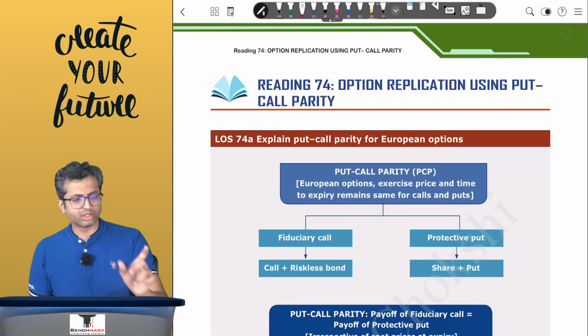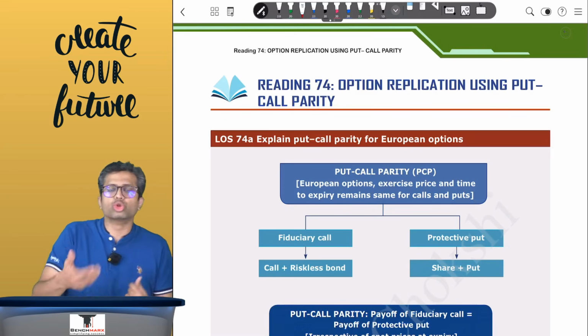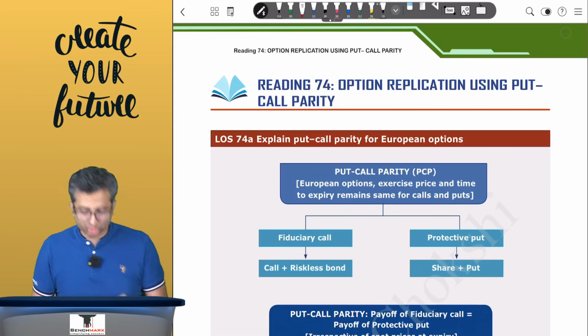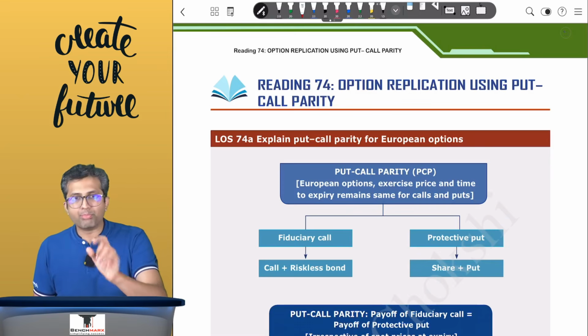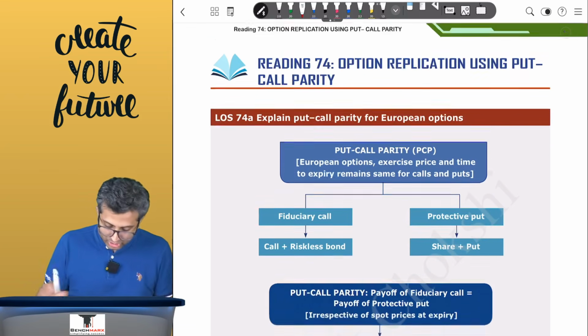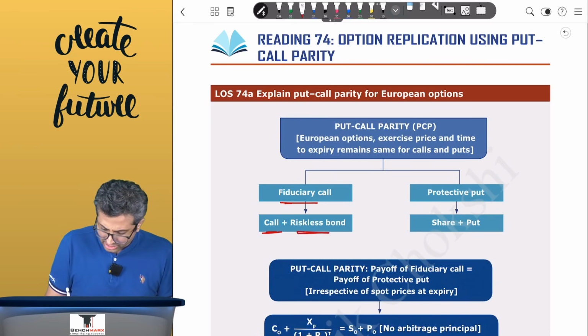One is called a fiduciary call position, where you buy the call option and go long on, let us say, a bond. And there is a protective put position, which is where you buy the put option and go long the share. So these are the two positions: a fiduciary call where you go long the call and there is a riskless bond, and a protective put where you go long the share and there is a put.